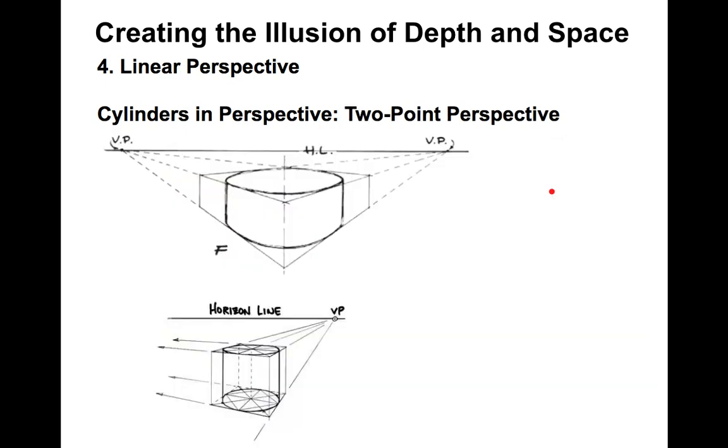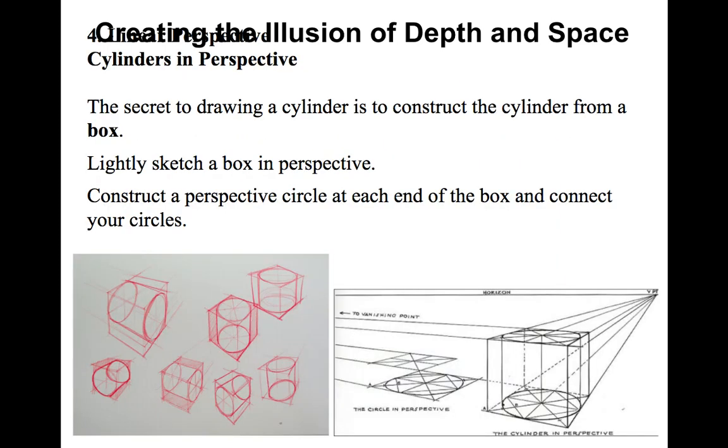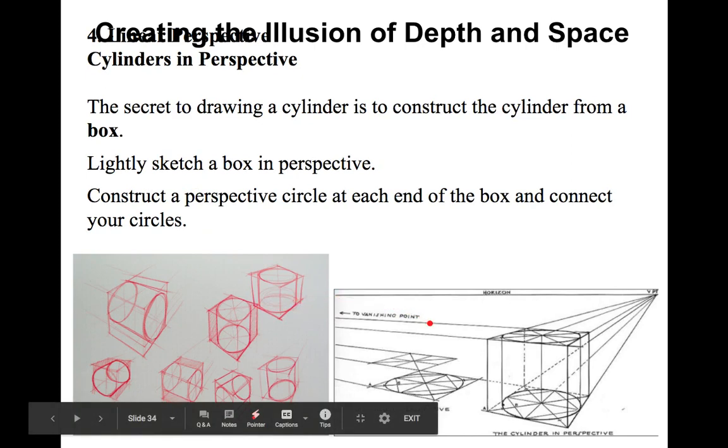Here's more cylinders, but in 2-point perspective. So you would draw them first in a 2-point box, as these examples show. When do you use these? Well, when drawing car tires or bottles. So it actually occurs pretty often in drawing. And yeah, the secret to drawing a cylinder is just to construct the cylinder from a box and then lightly sketch a box in perspective. So you can see more of these boxes.